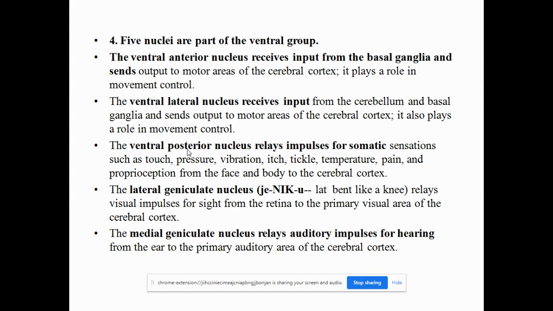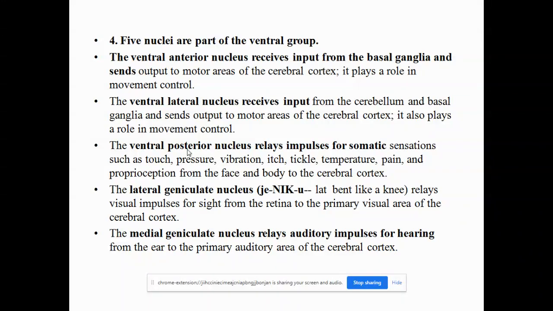The fourth one, you have the ventral nuclei. Okay, there are 5 pairs of ventral nuclear group. So what are they? They are the ventral anterior nucleus, ventral lateral nucleus, ventral posterior nucleus, the lateral geniculate nucleus and the medial geniculate nucleus. So what are the functions of each one? The ventral anterior nucleus receives input from the basal ganglia and sends the output to motor areas of the cerebral cortex. So it plays a very important role in movement control.